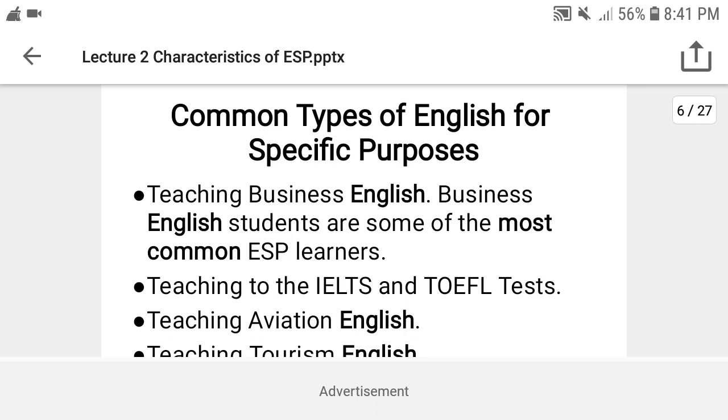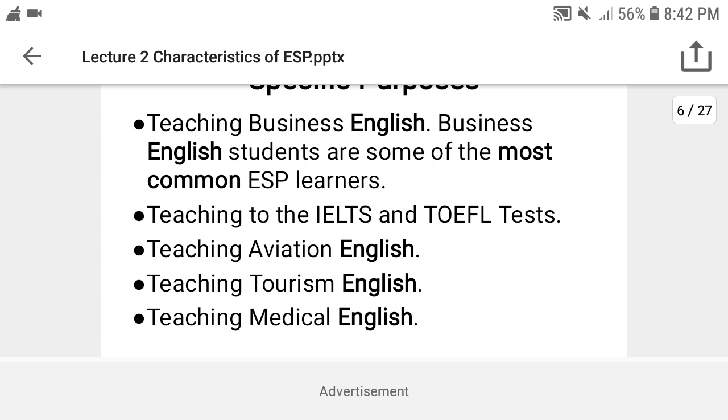Common types of English for specific purposes. Teaching business English. Business English students are some of the most common, especially ESP learners. Teaching to the IELTS and TOEFL test. Teaching aviation English. Teaching tourism English. Teaching medical English.